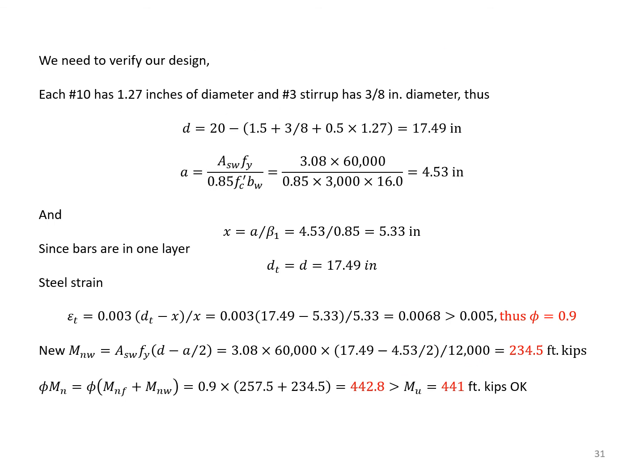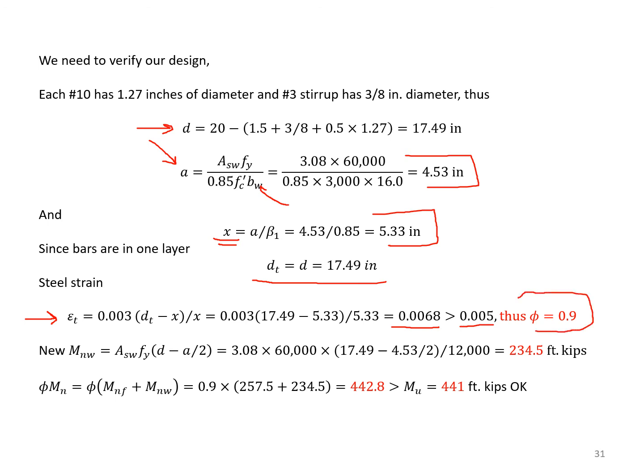And before that, let's figure out the exact value for d. And d and dt are the same, so we don't have to compute two different values. And compute a, which uses bw. So that's 4.53 inches. The location of the neutral axis is a divided by beta 1, which is 5.33. And as I said, d and dt are the same. So find epsilon t. We showed the exercise before. In this case, it's 0.0068, which is larger than 0.005. Therefore, our phi is equal to 0.9 as we assumed.